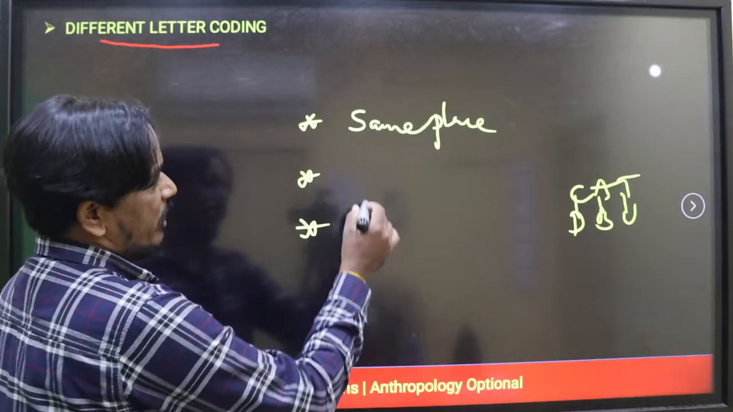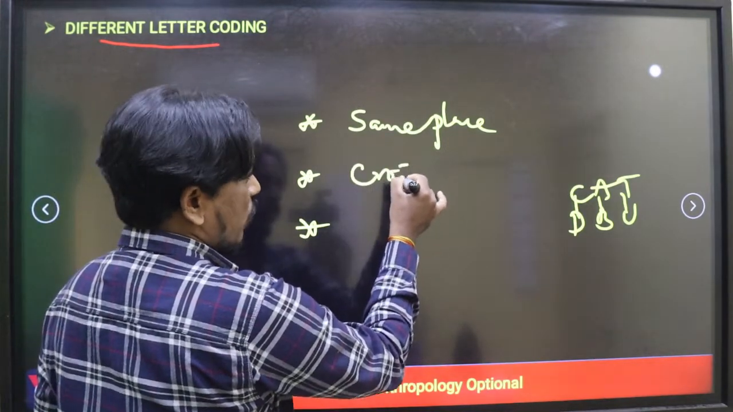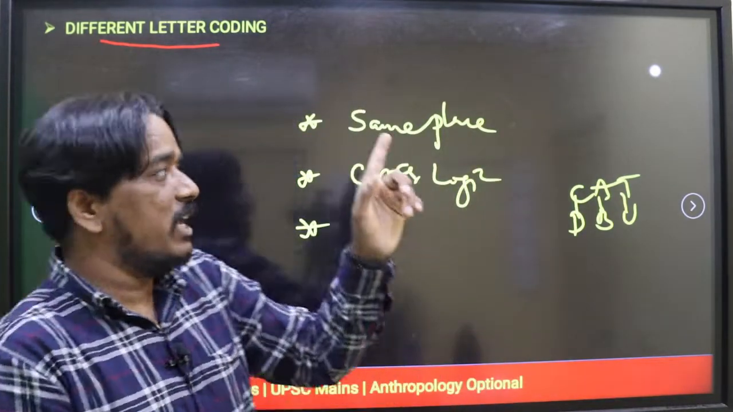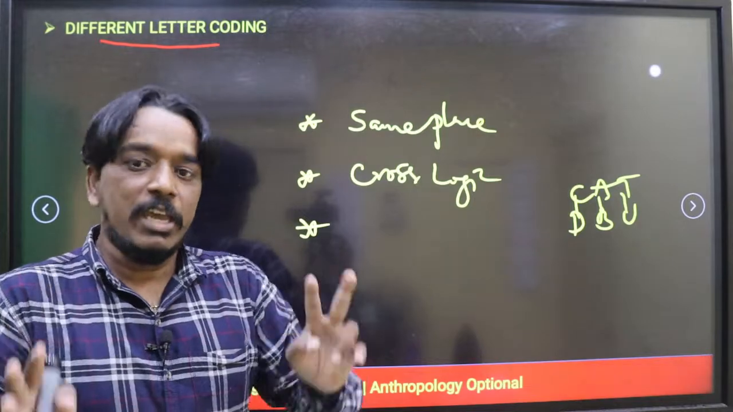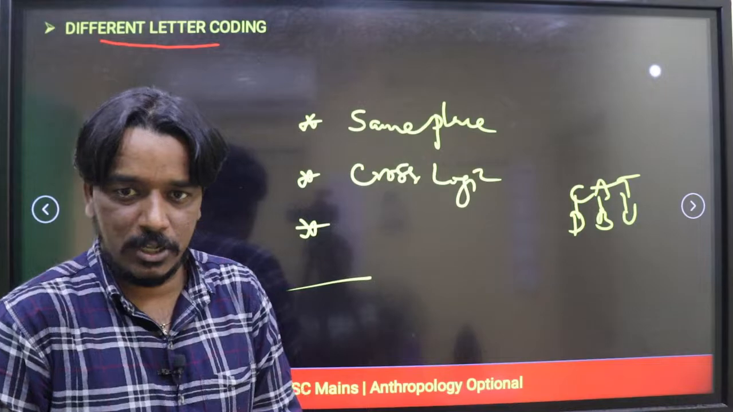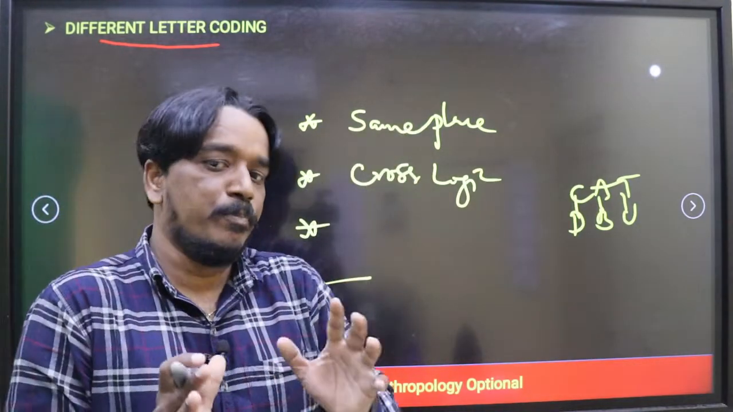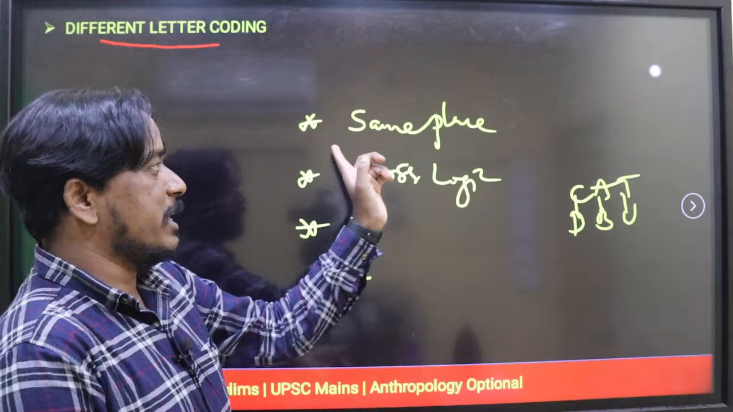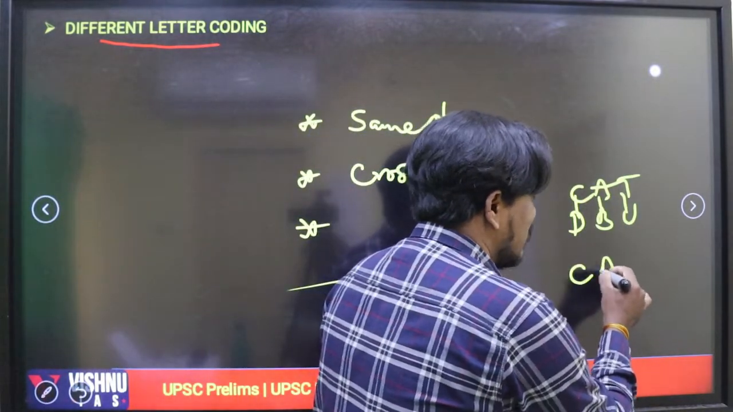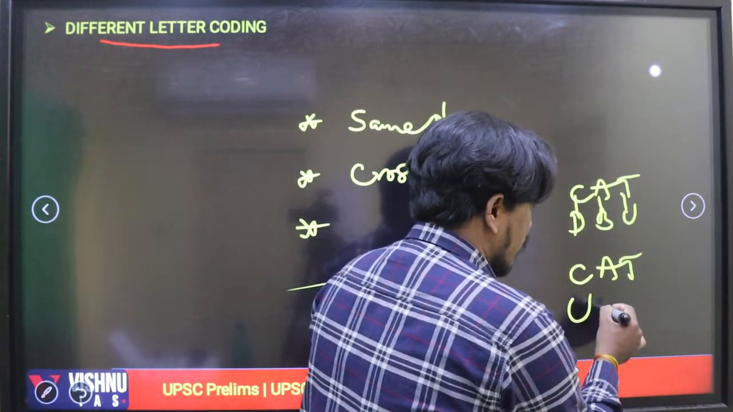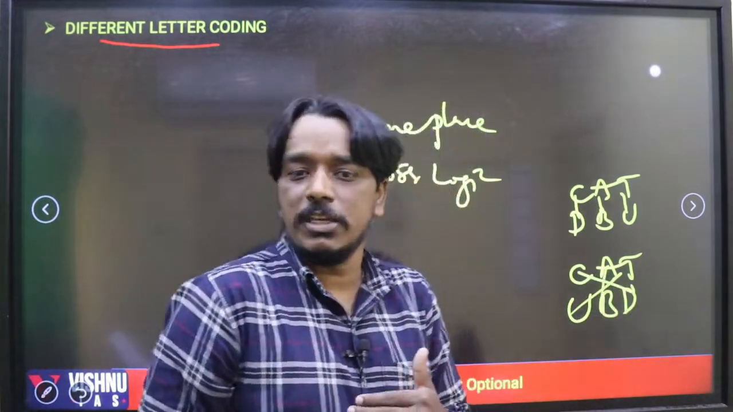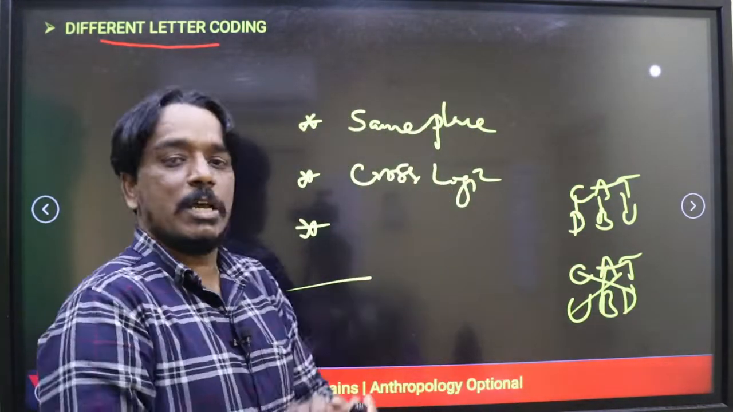And the second one we can take as cross logic. The examiner mostly frames questions based on these three patterns. If these three patterns are not working, we will go with some other miscellaneous logics. First we have to understand these three basic ideas. Same place logic, and cross logic means, for example, with the same word, cat is coded as U, B and D. Same logic, but we are writing it on the cross side. This is a cross logic type of question, right? We will discuss these type of questions also.